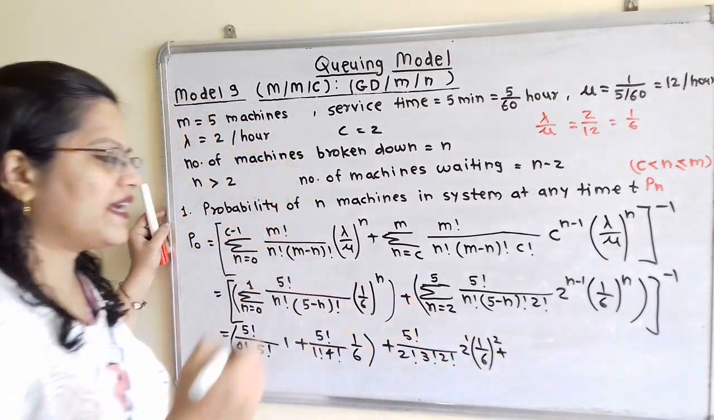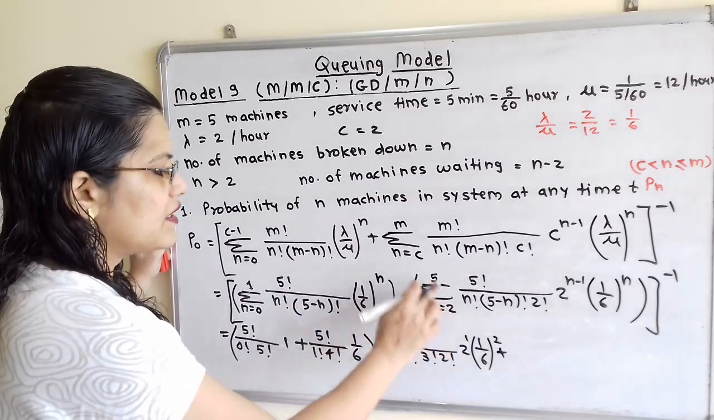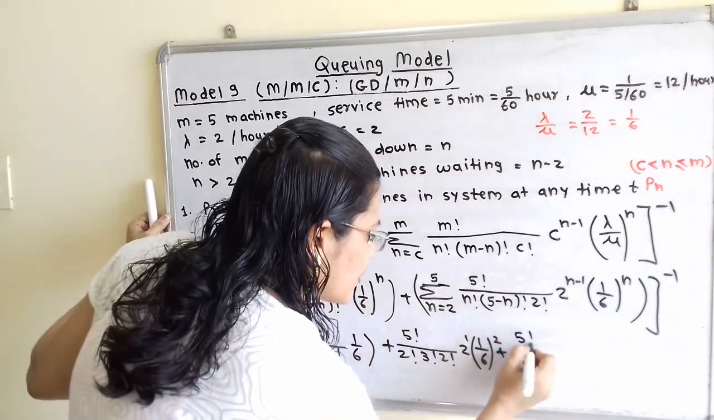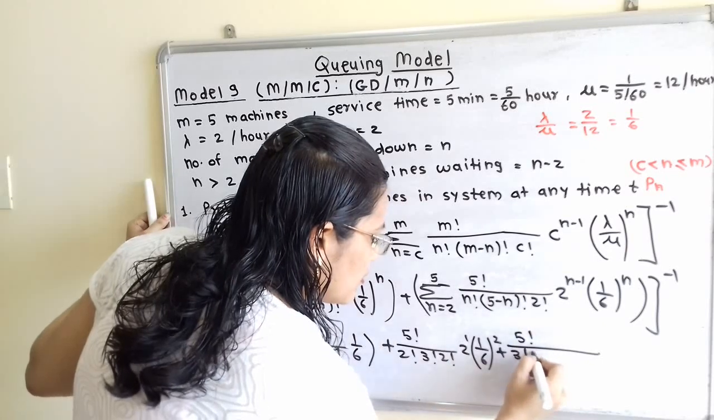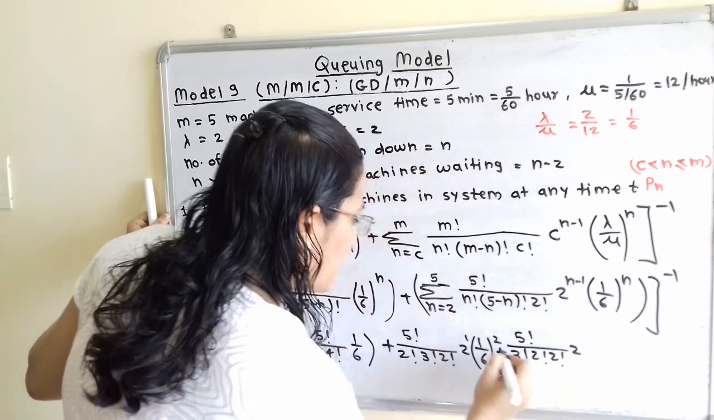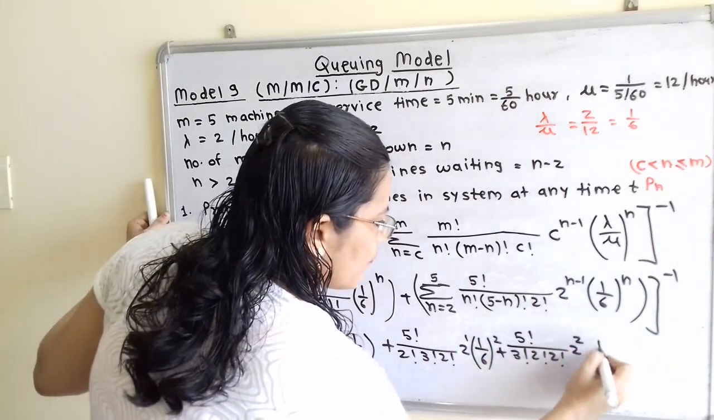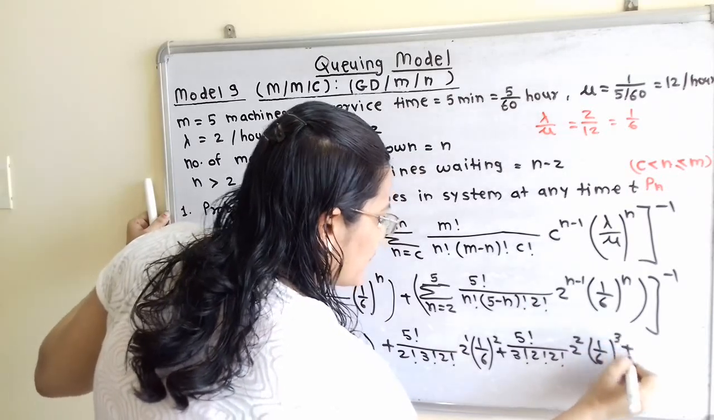Now we have to put n is equal to 3, 4 and 5 because we have to take this range from 2 to 5. So again we will take 5 factorial divided by 3 factorial, 2 factorial, 2 factorial, 2 raised to 3 minus 1, that is 2, 1 by 6 raised to 3. Now we will put 4.